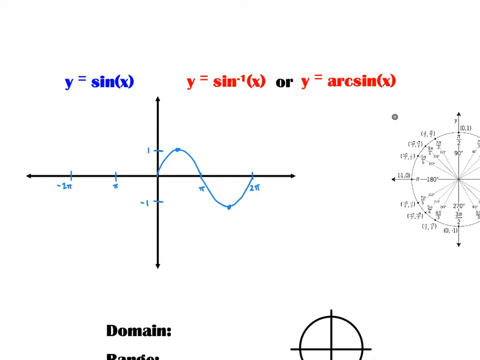It looks like an S, where these points would be pi over 2 comma 1, pi comma 0, 3 pi over 2 comma -1, and 2 pi comma 0. Okay, let's go backwards. Not my best sketch, but it'll work. This would be -pi over 2 comma -1, -pi comma 0, -3 pi over 2 comma 1, and -2 pi comma 0.